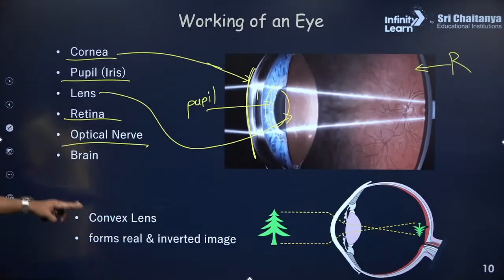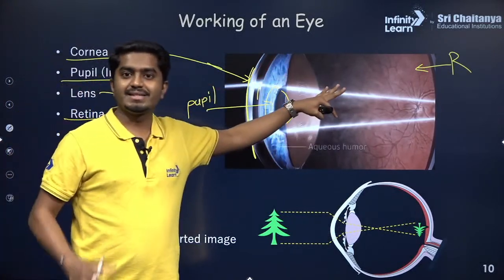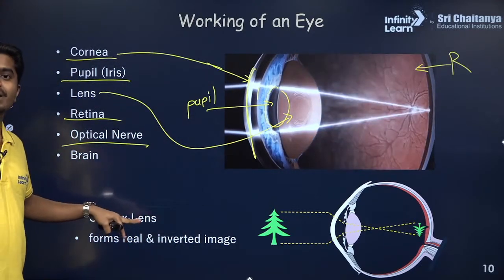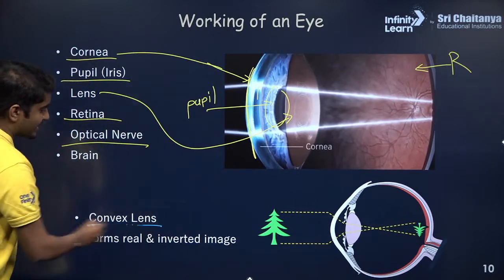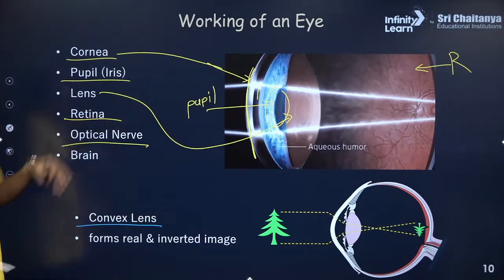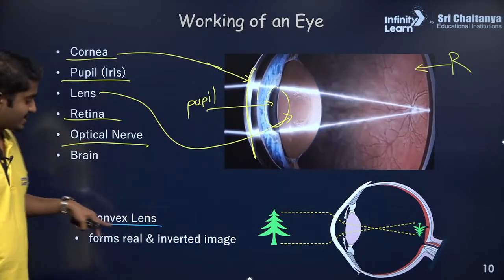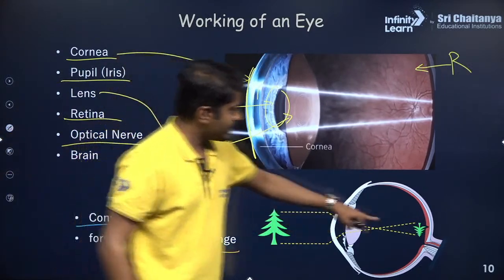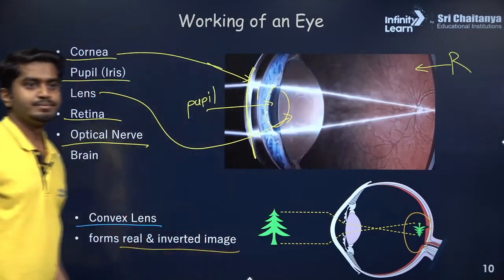Okay, so now here the important part, it is not the structure of the eye that is important. What is important is the lens. Lens is important and the eye defects, that is important. So this is a convex lens. Because we have learned so much about the lens, they will ask some questions regarding the lens, and it forms a real and inverted image. So can you see, this is a real and inverted image.